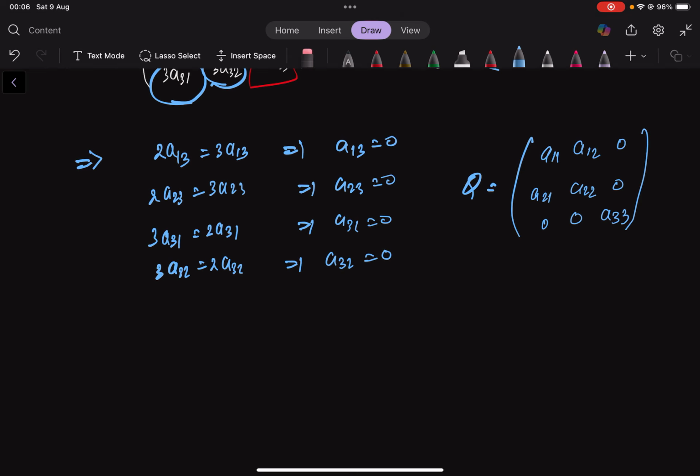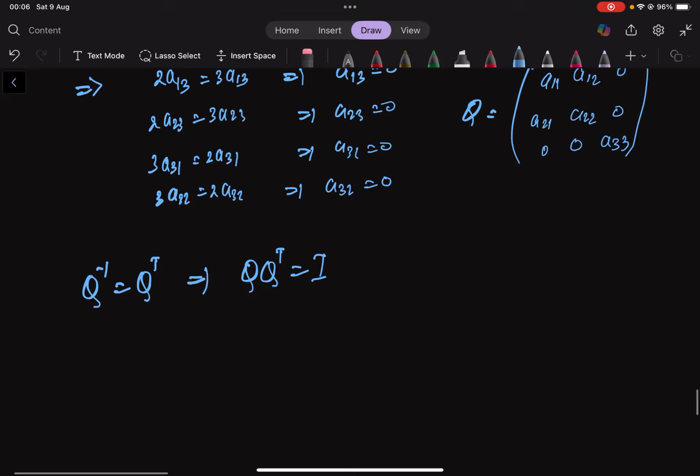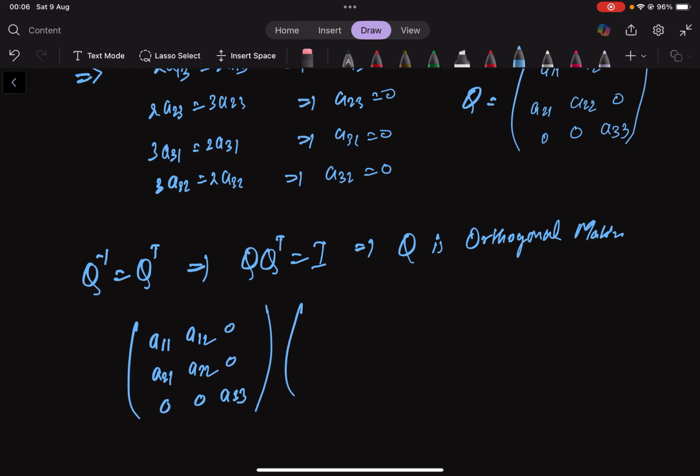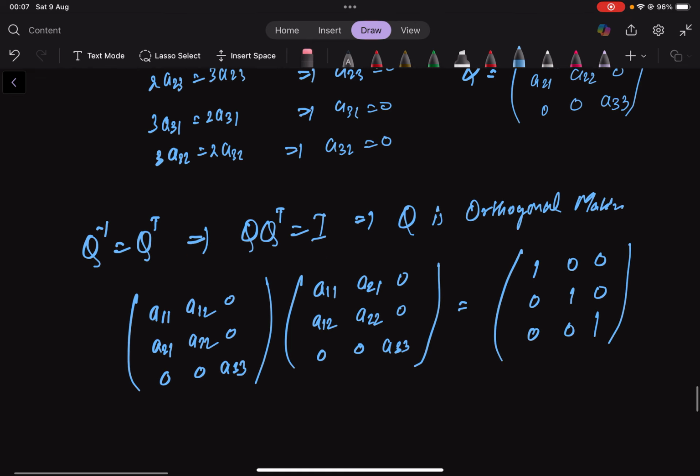We were given the other condition that Q inverse is Q transpose, and we were given that Q is invertible. So that means Q into Q transpose is I. So that means Q is an orthogonal matrix. Now if Q is an orthogonal matrix, then A11, A12, 0, A21, A22, 0, 0, 0, A33 into the transpose of this particular matrix, which is A11, A21, 0, A12, A22, 0, 0, 0, A33, is equal to the identity matrix 1, 0, 0, 0, 1, 0, 0, 0, 1.